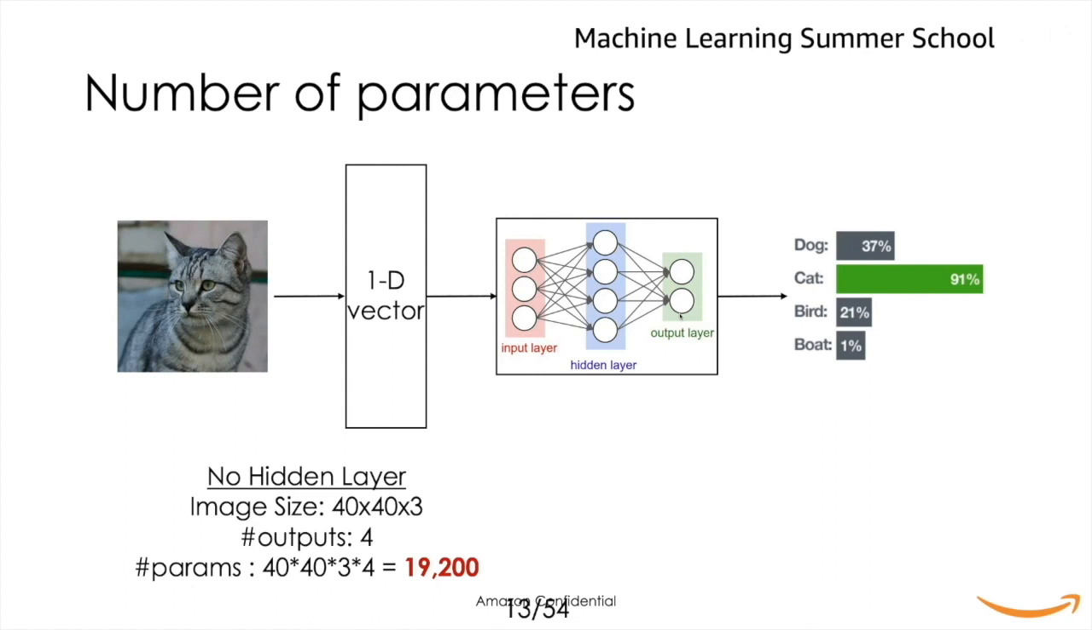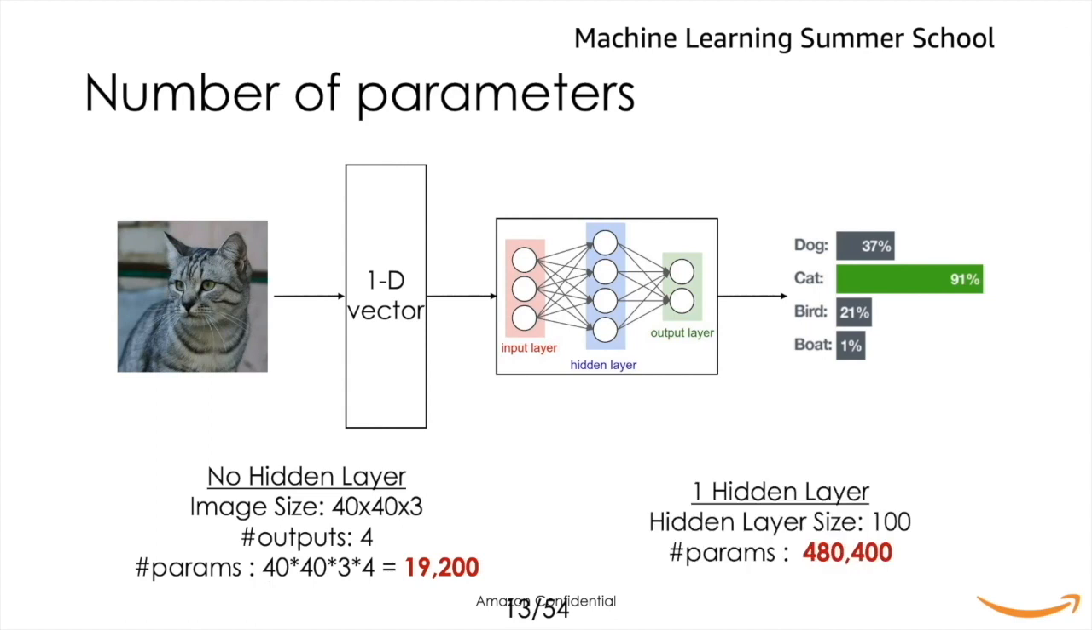What is the number of parameters that the neural network will have? The number of parameters will be 40 into 40 into 3 into the number of outputs 4, which will be approximately 20,000 parameters. So for a small image, this is rather a lot of parameters. Let's add a hidden layer of size 100. If you add a hidden layer of size 100, the number of parameters now increases drastically to 480,400. So we're still processing a rather small image.